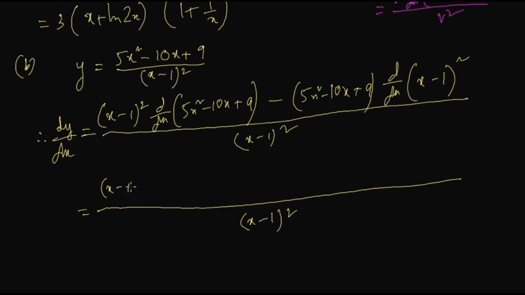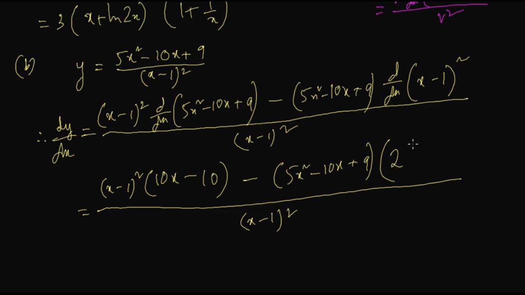So x minus 1 whole squared, d by dx of 5x squared is 10x, minus 10x is minus 10, 9 is 0, that's it. Minus, write this 5x squared minus 10x plus 9, and this is a power, so it's like the derivative of x plus b to the power n: the power 2 comes first, then you write this out as 1 decreases, so 2 becomes 1, and d by dx of whatever is inside the power is 1. So this is how we get it.